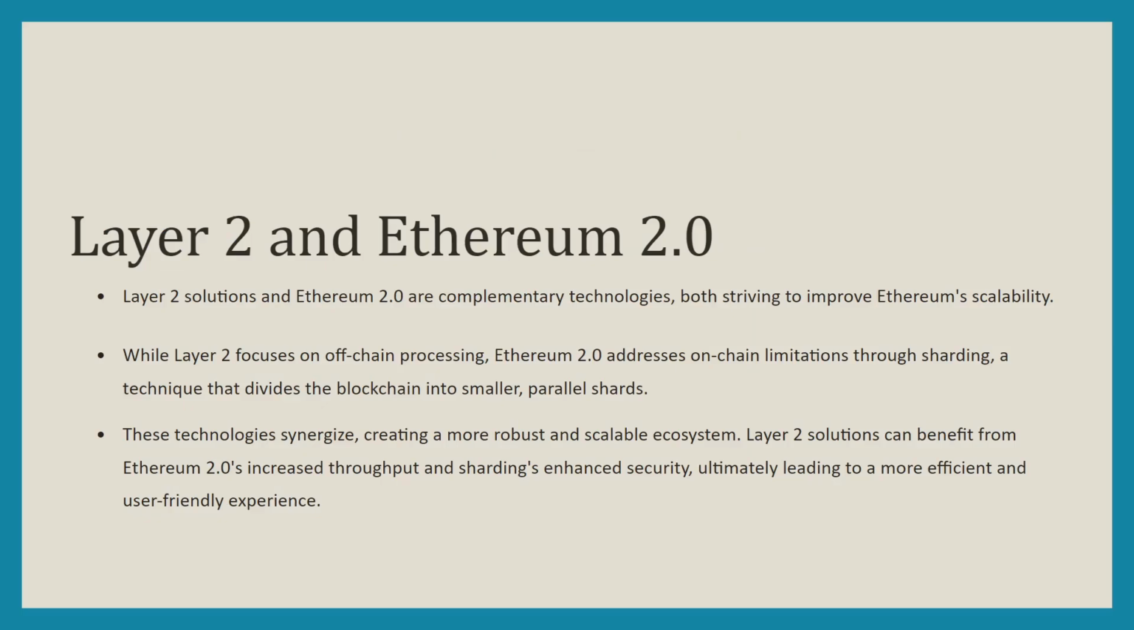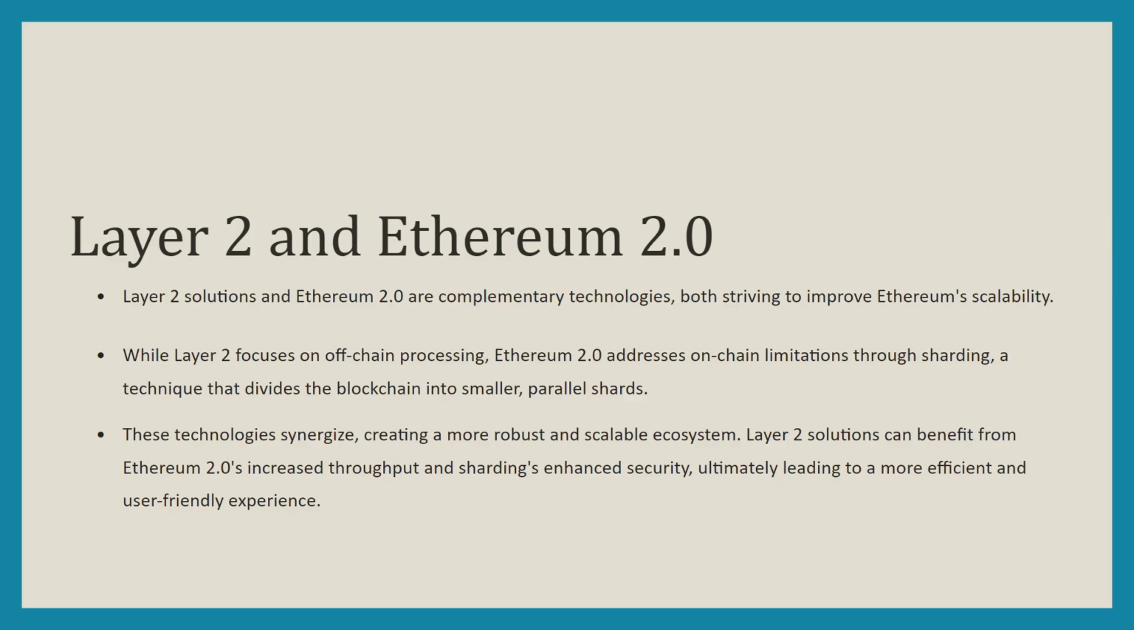So, Layer 2 and Ethereum 2.0. Layer 2 solutions and Ethereum 2.0 are complementary technologies, both striving to improve Ethereum scalability. While Layer 2 focuses on off chain processing, Ethereum 2.0 addresses on chain limitations through sharding, a technique that divides the blockchain into smaller parallel shards. These technologies synergize, creating a more robust and scalable ecosystem. Layer 2 solutions can benefit from Ethereum 2.0's increased throughput and sharding's enhanced security, ultimately leading to a more efficient and user-friendly experience.